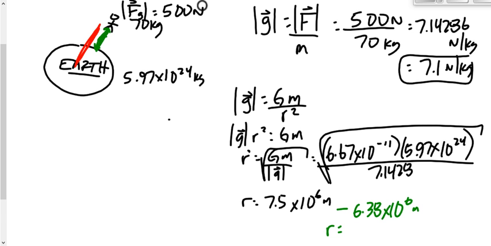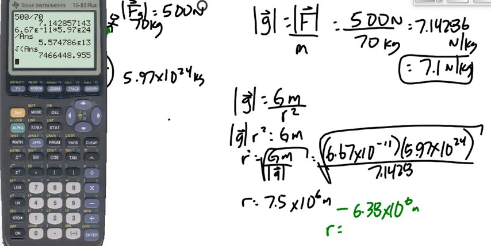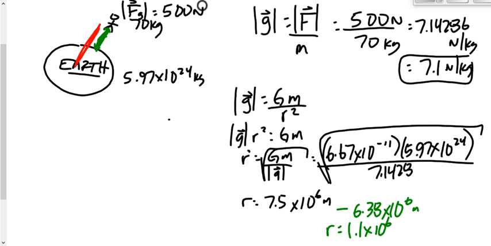The new radius, the one that I want to get here, the distance above the surface of the Earth, is that value minus 6.38 times 10 to the 6, which gives me 1.1 times 10 to the 6 meters above the surface. So sometimes we gotta add the radius of the Earth. Sometimes we gotta subtract the radius of the Earth. Sometimes we just gotta keep the number that's given to us, right? Yeah, Jen?